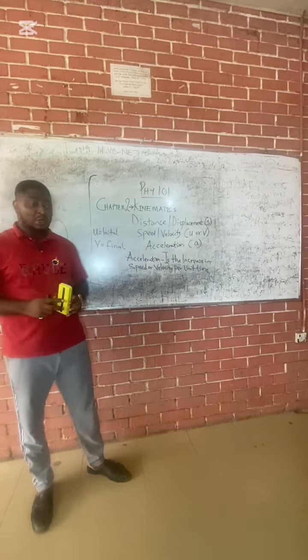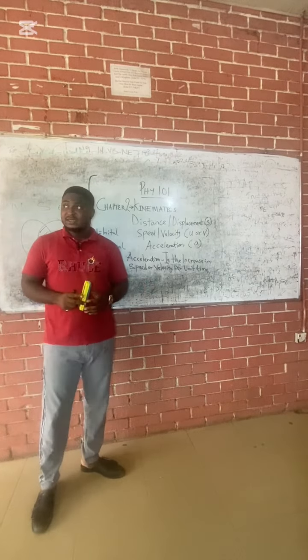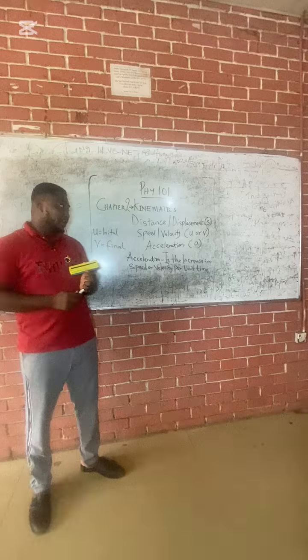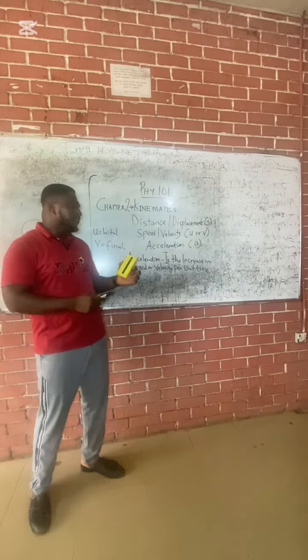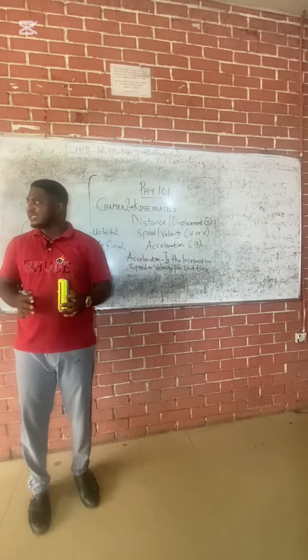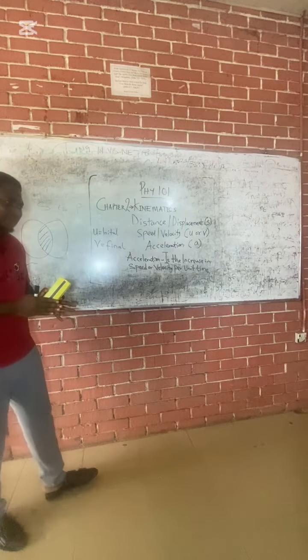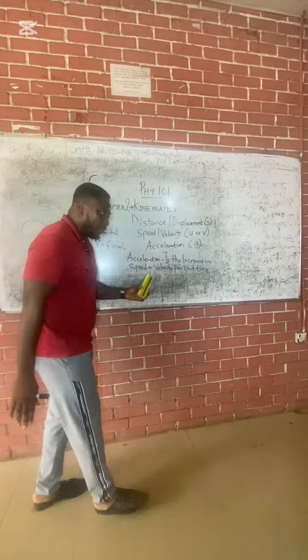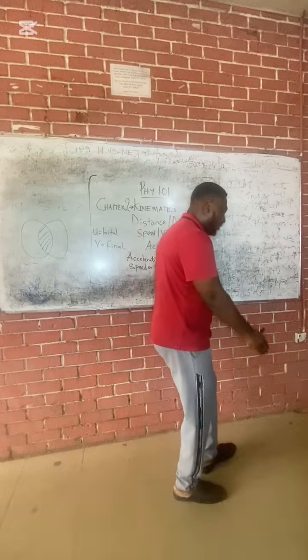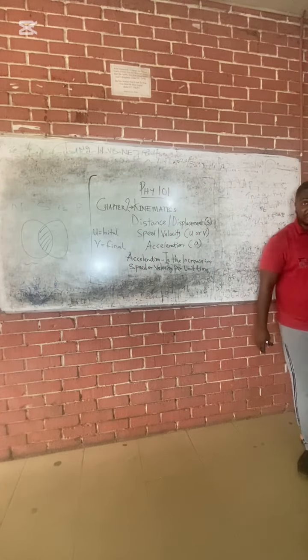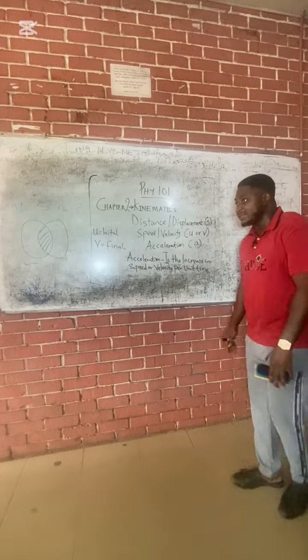For acceleration to occur, there must be an increase in the speed or velocity of the body. So class, it is possible for a body to be moving, but there is no acceleration. When that happens, it means that the body is moving with a constant speed or constant velocity. Class, if I'm moving quietly like this without changing my speed over time, I am moving but I am not accelerating because my speed is not changing. I'm moving with the same speed.